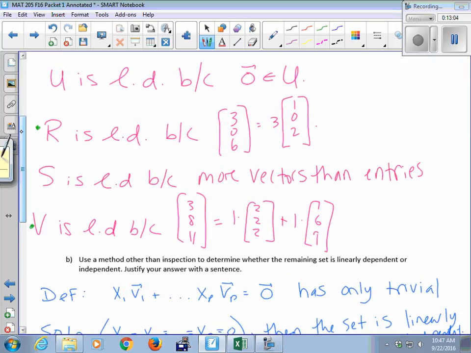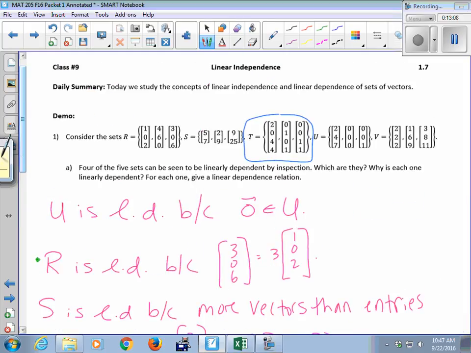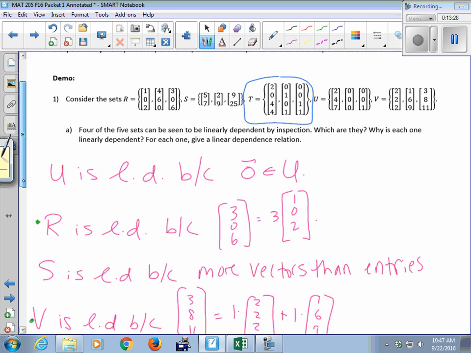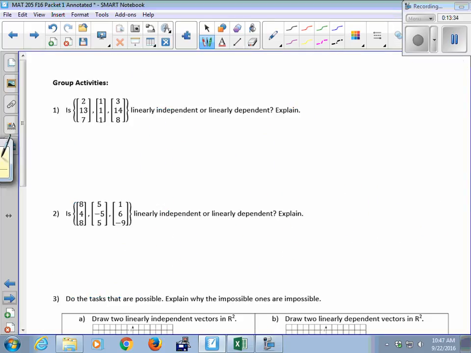And then, more vectors than entries. So let's look at S. You could easily put a 0 weight on one of these, and then you could find some weight x1 and x2 to put on two of these to make the third one. Anytime you have more vectors than entries. All right, so that's my lesson on linear independence and dependence, and you have some activities.